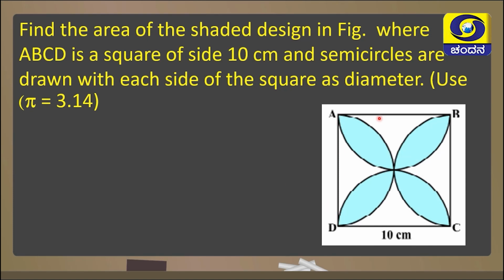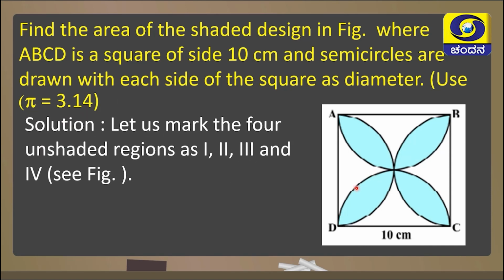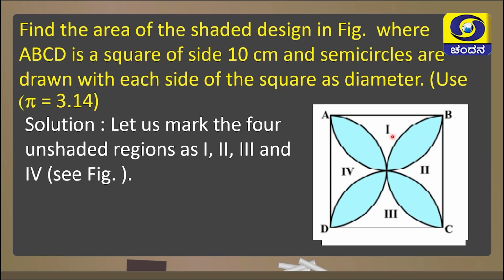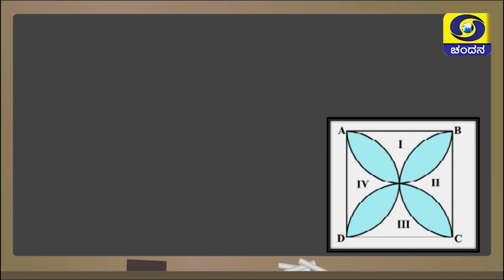Okay, how to do this problem? Observe. ABCD is the square. If you remove the unshaded portion from the area of the square, you will get the area of the shaded region. For that, I am marking the unshaded region as 1, 2, 3 and 4. See the figure. I marked the unshaded region as 1, 2, 3, 4. To find the area of 1, 2, 3, 4, first, I find the area of 1 and 3.